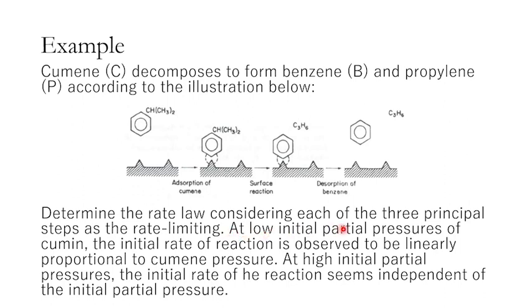At low initial partial pressures of cumene, the initial rate of reaction is observed to be linearly proportional to cumene pressure. At high initial partial pressures, the initial rate of the reaction seems independent of the initial partial pressure. We will be using these 2 observations to determine which among our 3 different solutions is the correct solution, because there can only be one correct overall rate law. Okay, let's solve this problem.